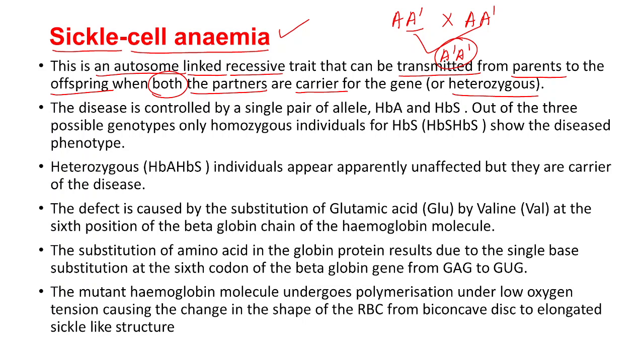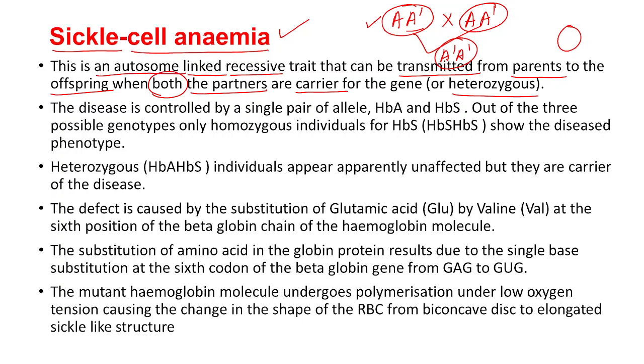Is that clear? That is why for the individuals who get sickle cell anemia, both of their parents will be carriers. If only one parent is a carrier, then the possibility of getting the disease is 0. That means one is a carrier and the other parent is normal.